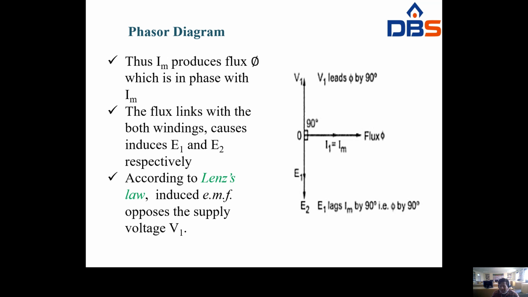So Im produces flux phi, which is in phase with Im. The flux linked with both windings causes induced EMFs E1, E2 which are always lagging. According to Lenz's law, the EMF induced is always opposite to that of the supply voltage. That's why the EMFs are lagging the flux, therefore the terminal voltage is leading the flux by 90 degrees.